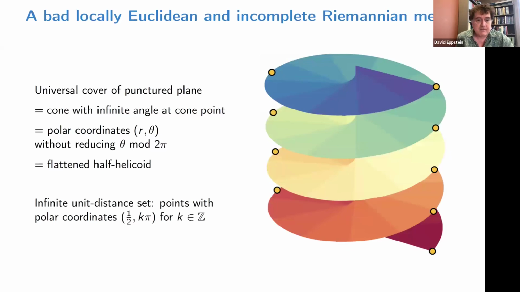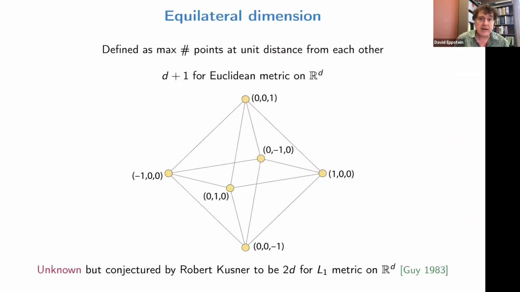Okay. Now this idea of a unit distance set, it's a stronger notion, right? We're not requiring all the distances to be merely integers. They have to be all equal to each other. And that leads to an idea that I want to conclude with, it's called the equilateral dimension of a space. The equilateral dimension is just how many points can you find at unit distance from each other.